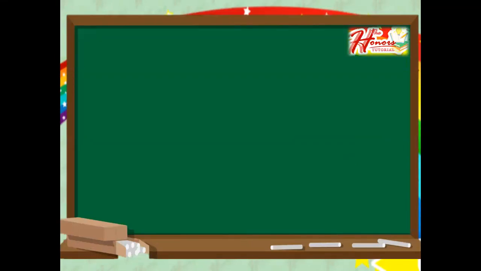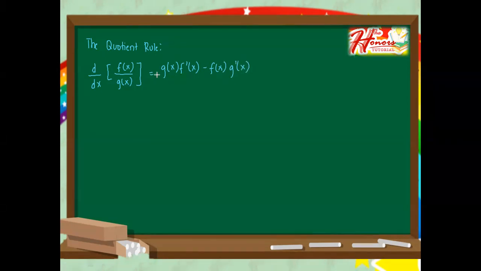So let us have the quotient rule. The quotient rule is this. For the quotient rule, we have here d over dx as we divide f of x over g of x is equal to g of x times f prime of x minus f of x times g prime of x over the quantity of g of x squared.